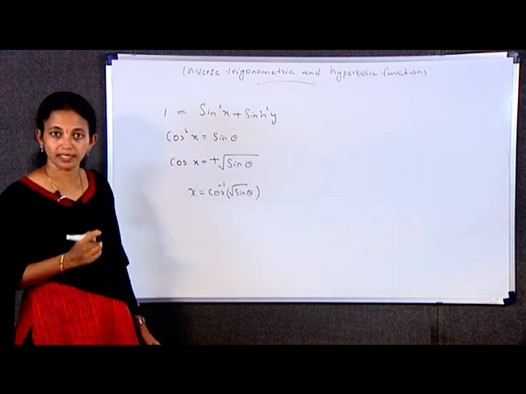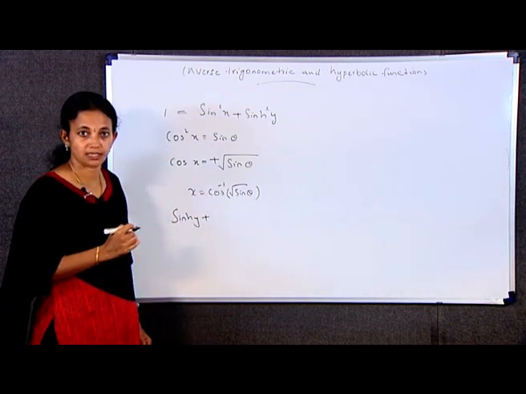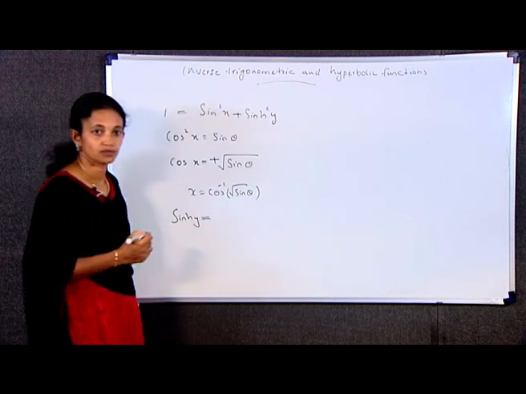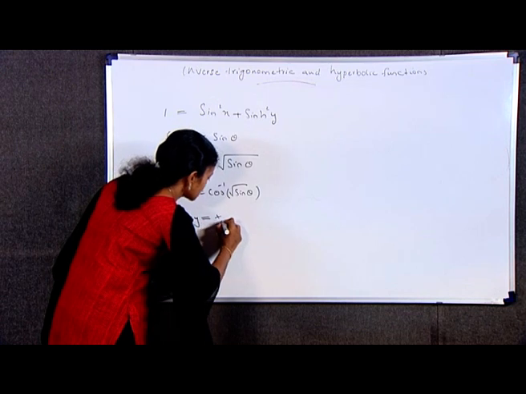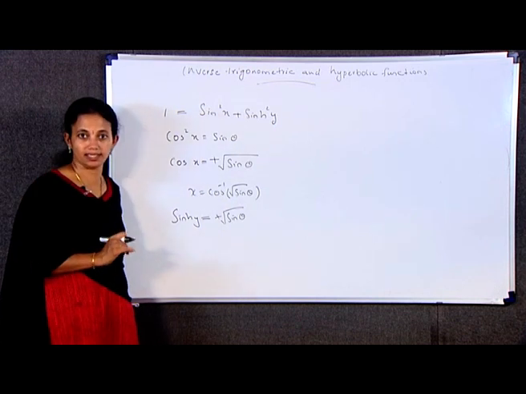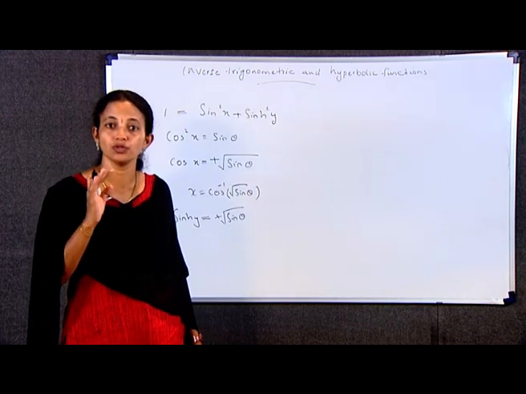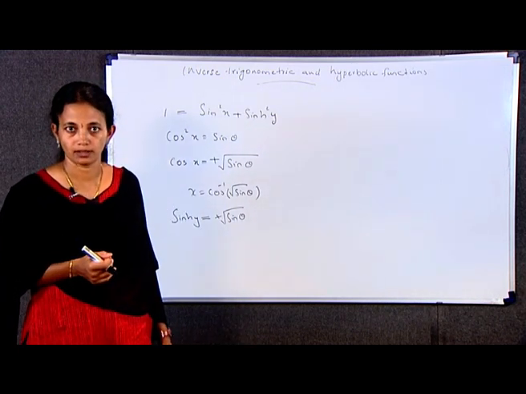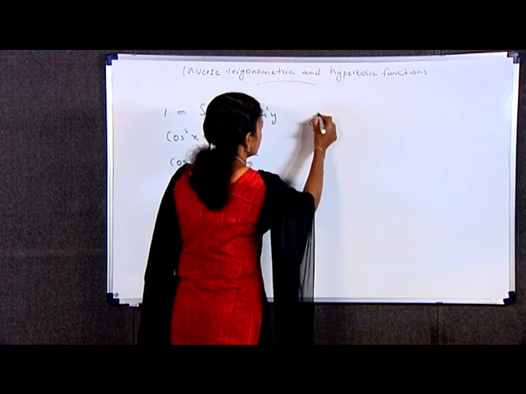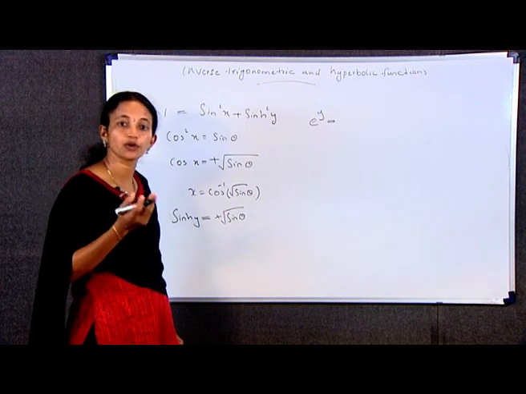The equation 2 then gives sin hy is equal to plus square root of sin theta. So, e raised to 2y minus 2 e raised to y into square root of sin theta is equal to 1, a quadratic for e raised to y. Hence, we can write e raised to y is equal to square root of sin theta plus square root of 1 plus sin theta.